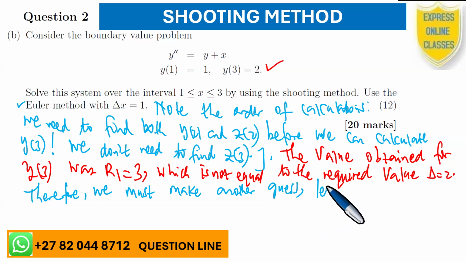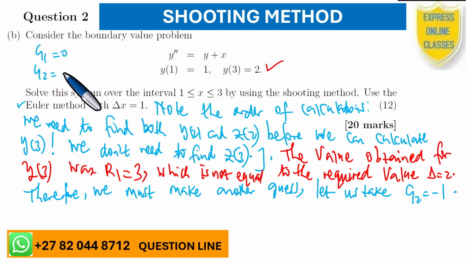Let us take guess 2 to be equal to negative 1. So we started with guess 1, which was 0, and then we start with guess 2 equals negative 1. Then we're going to take the average of these two guesses. We're going to see how we go about this.